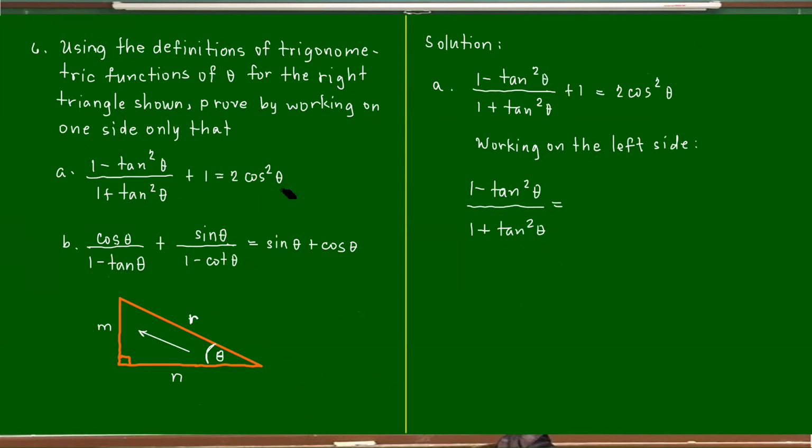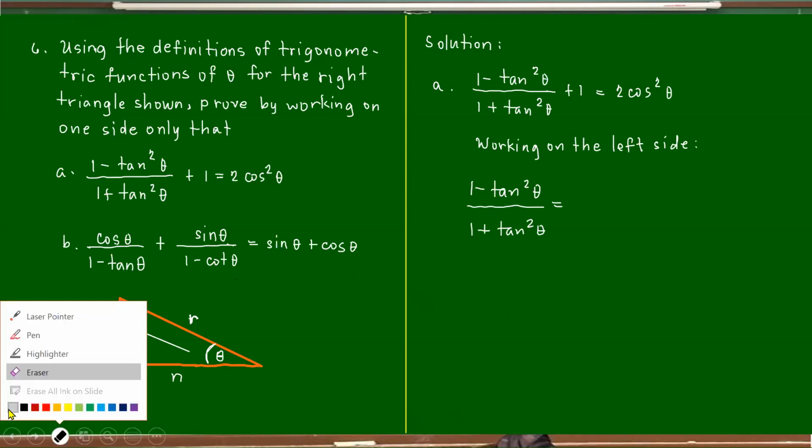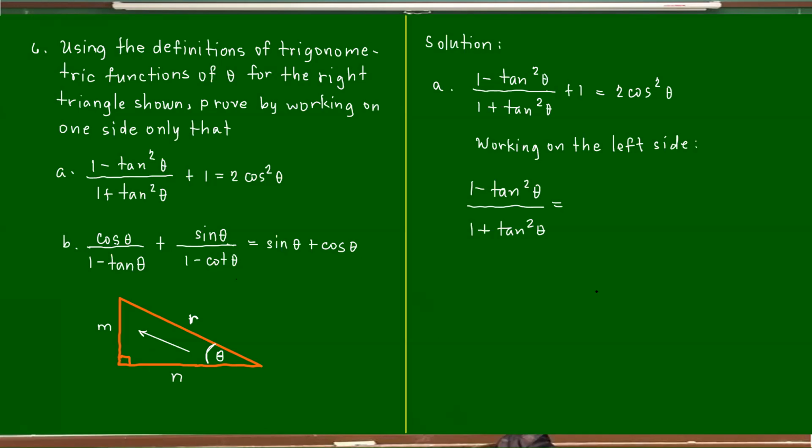And also, cosine theta all over 1 minus tangent theta plus sine theta all over 1 minus cotangent theta is equal to sine theta plus cosine theta. Okay? So let's start with that. So this is something that we are proving.